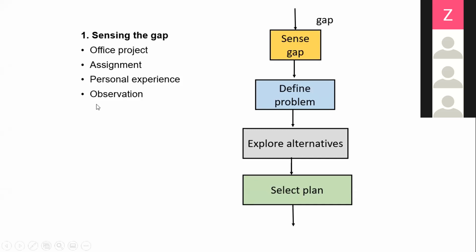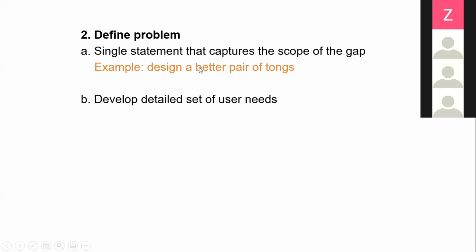Or observation, that somebody else I see struggling with something, and maybe they are not able to sense that problem. But I, as an observer, can see that this guy is struggling with this, so he needs some kind of help. So the gap can be identified in many different ways, and then comes the next thing, which is define the problem. So we had seen in the earlier slides also divergence, transformation, and convergence.